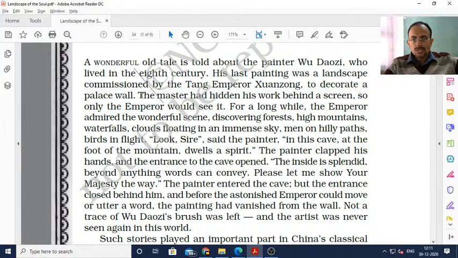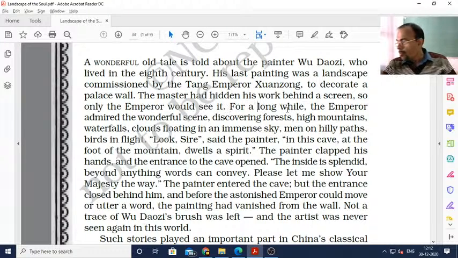The master had hidden his work behind a screen so only the emperor would see it. So what did the painter do? The painter hid his painting behind the screen so that only the master who had commissioned it could see it.